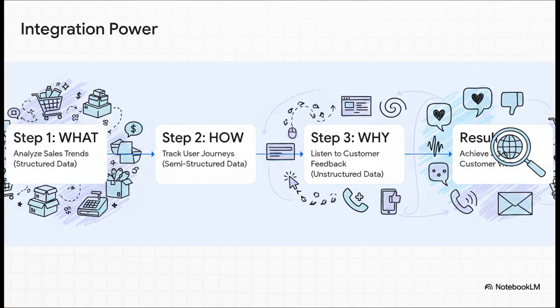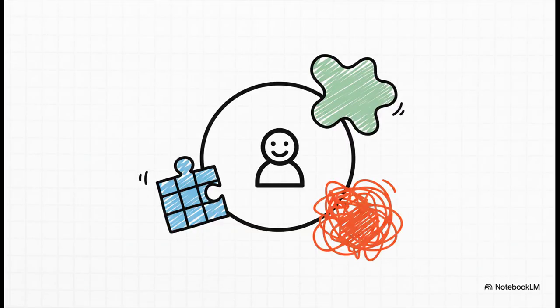The real magic happens when you bring them all together. The company uses that structured data to see what products are actually selling. It uses semi-structured data from its website to see how customers are clicking around the site. And then it analyzes the unstructured social media posts and reviews to understand why customers feel the way they do. By weaving all three together, they go way beyond just looking at numbers. They build a complete 360-degree story of their customer. This is how you transform just raw, noisy data into genuinely powerful business intelligence.